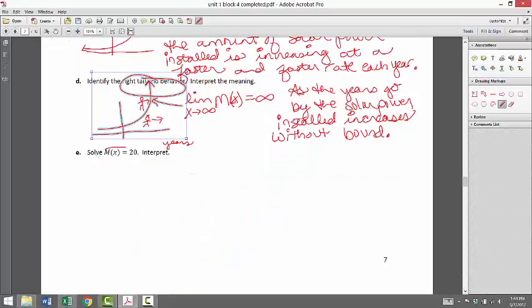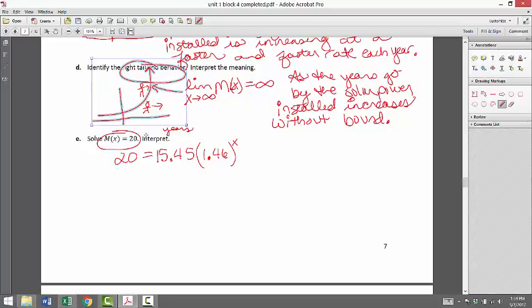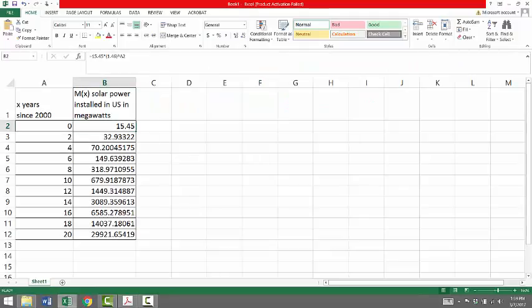Lastly, it asks us to solve m of x equals 20. So we're saying the y value is 20. For this problem, you could use logarithms to solve the equation, or you could use Solver on Excel to solve the equation. So in Excel, I have put in column A X values. I just picked X values spanning from 0 up to 20, so the year 2000 up to the year 2020, and then I plugged in the function m of x, 15.45 times 1.46 raised to the x.